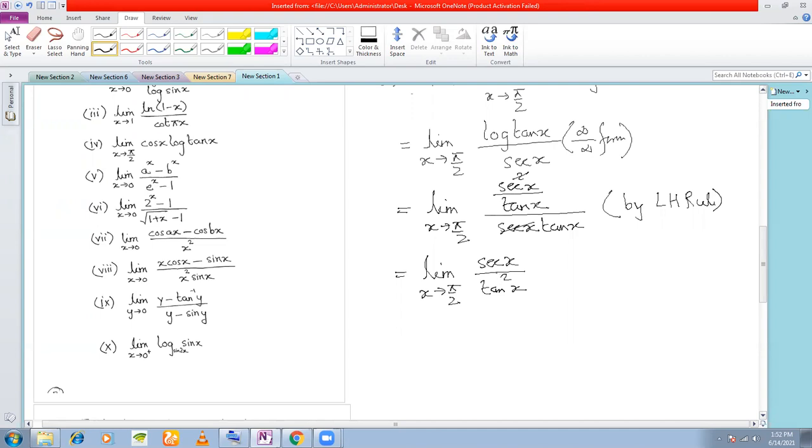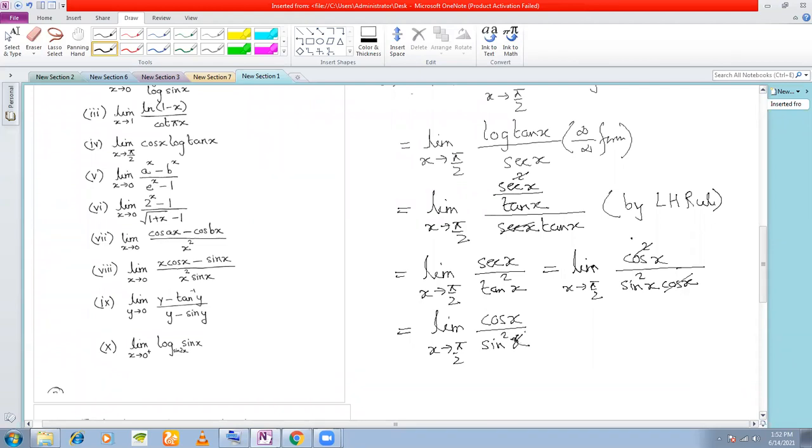Now once you get this, you'll change everything to sine and cos. Limit x tends to pi by 2. You get cos square x divided by sine square x cos x. Okay. This is what you're going to get. One cos x will cancel. You get limit x tends to pi by 2 cos x by sine square x.